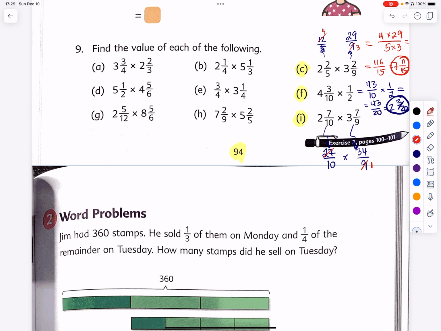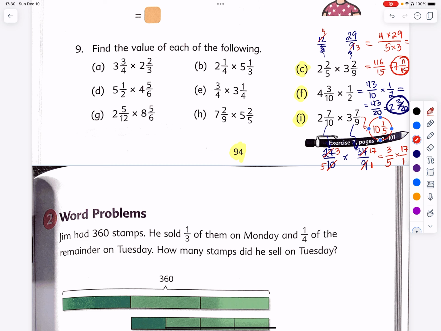You see, I put a small 1. 27 divided by 9 gives you 3. And 34 and 10 can be divided by 2. They're both even numbers. So this is 17 in the numerator, and here we have 5 in the denominator. Now we have 3/5 times 17 over 1. Go ahead and multiply, and you should get 10 and 1/5. I'm going to put it in a circle.